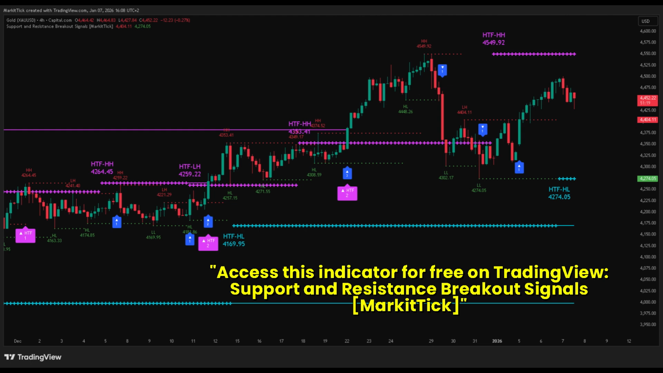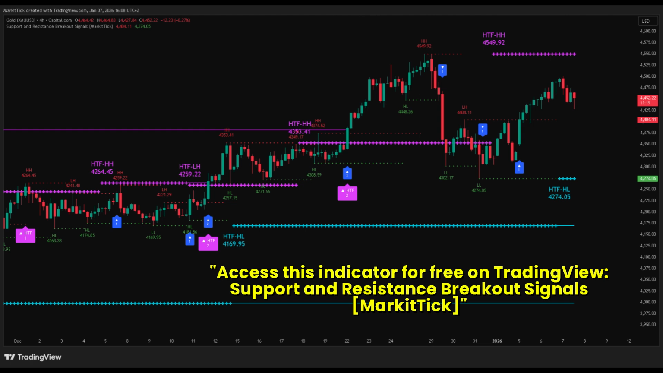Visual guide. The indicator uses a specific color coding and labeling system to convey information quickly. Support and resistance lines: red lines, thin, represent active resistance levels on the current timeframe. Green lines, thin, represent active support levels on the current timeframe. Fuchsia lines, thick, represent higher timeframe (HTF) resistance levels. Aqua lines, thick, represent higher timeframe (HTF) support levels.